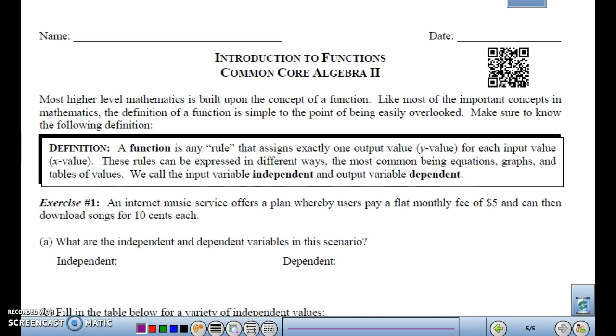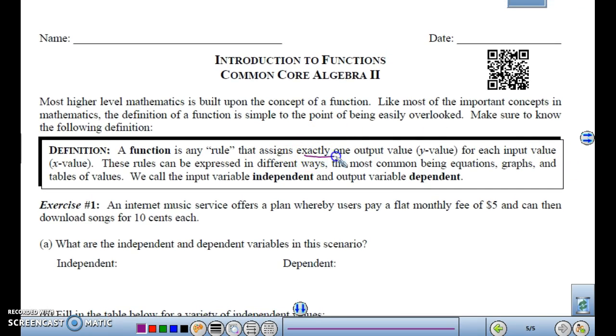A function is any rule that assigns exactly one output value or y value for each input value or x value. So you see them as equations, graphs, and tables of values. The input is called the independent variable. The x value is independent, because when you plug in an x, you want to get an output or a y. Now, x can change to as many things as you want it to be, and whatever you put in for x will affect what your y is going to be. So the y value depends on what the x value is.